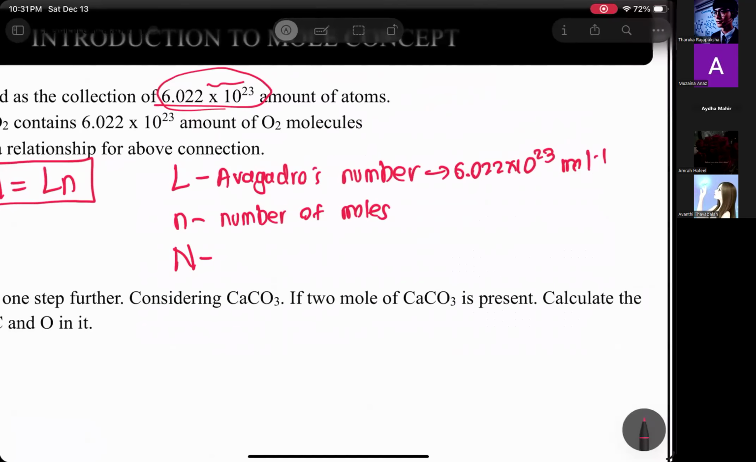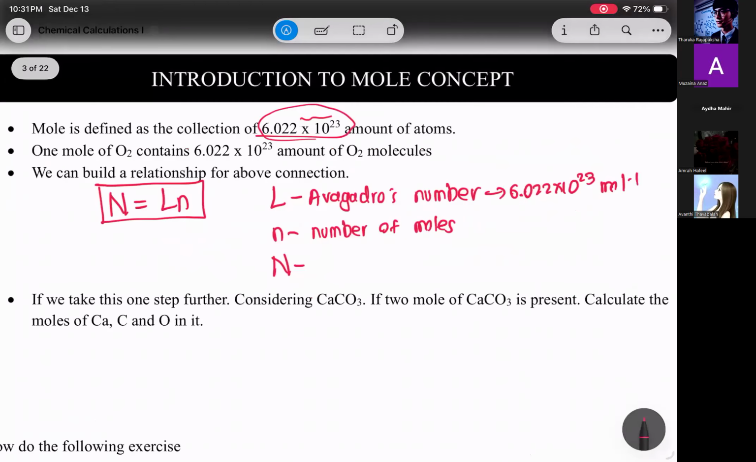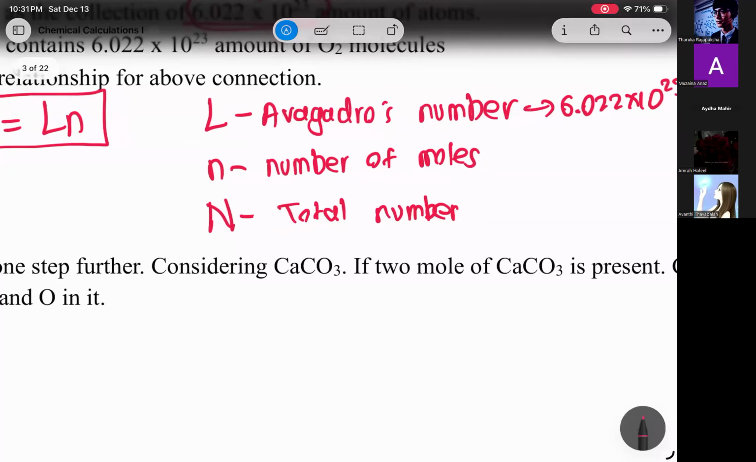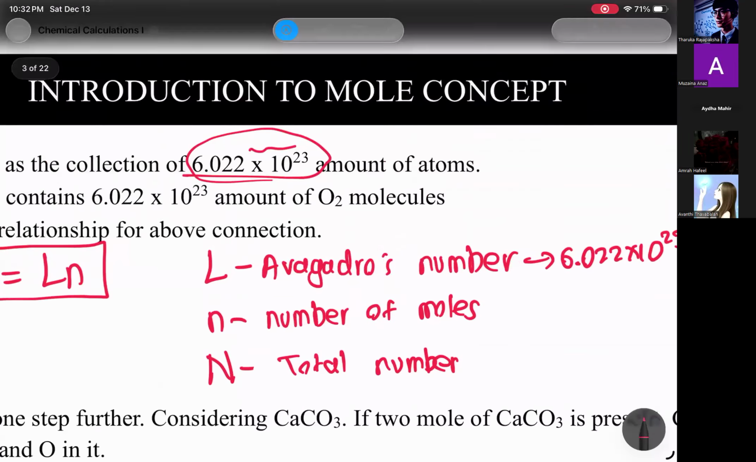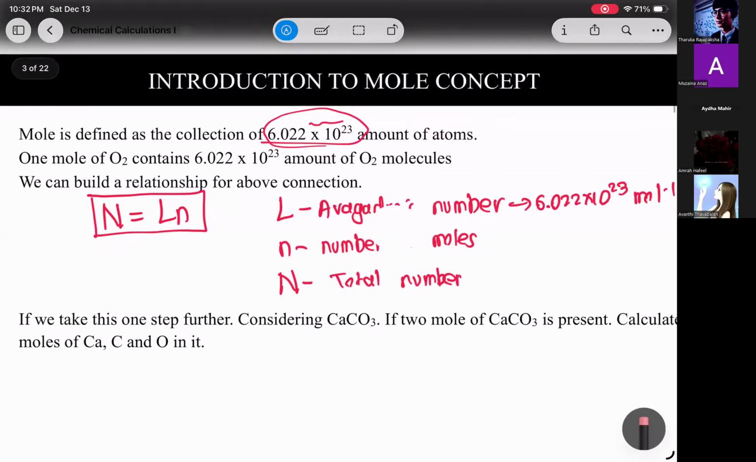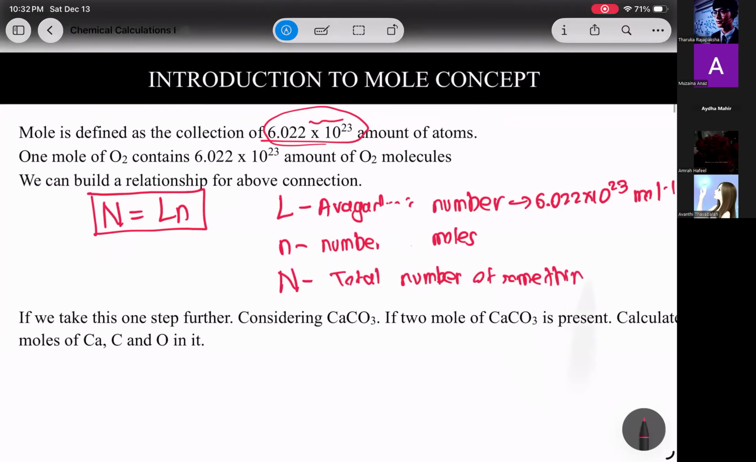So capital N means the total number. Atoms, molecules, ions, whatever it is. Total number of something. It can even be chocolate. If you apply this equation to chocolate, of course you can. If you ask how many chocolates there are in 5 moles of chocolate, you multiply by Avogadro's number and calculate. Very basic concept. Total number of something.